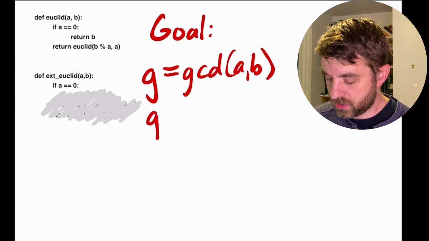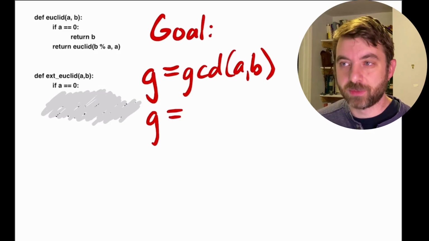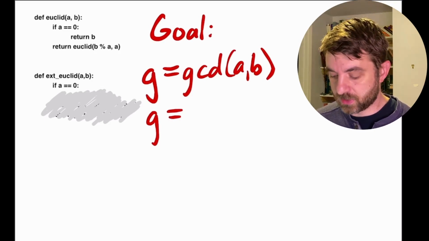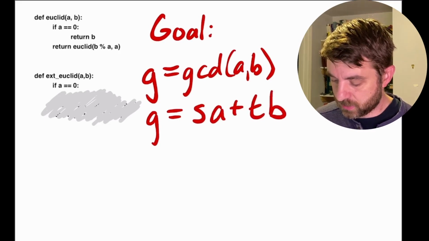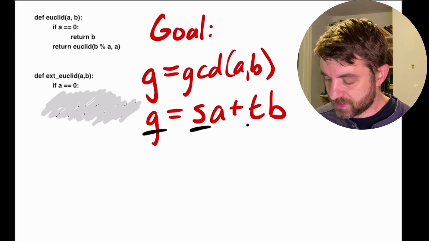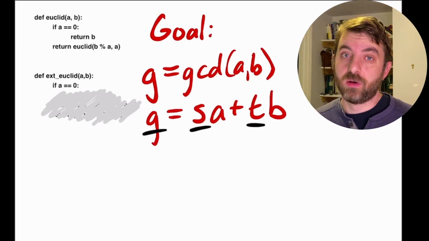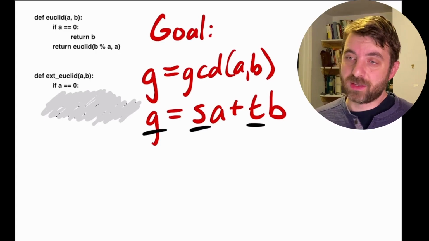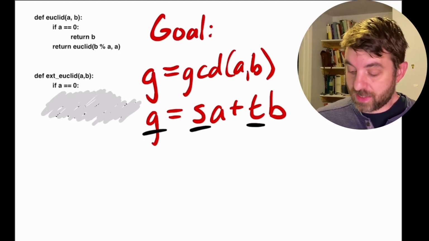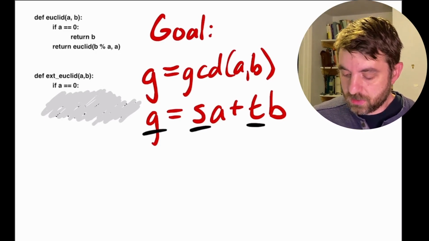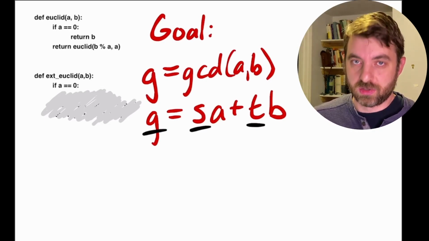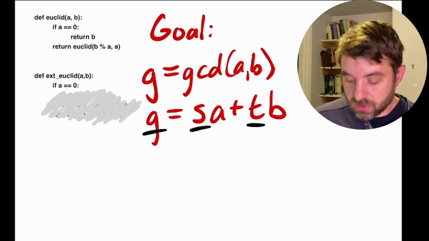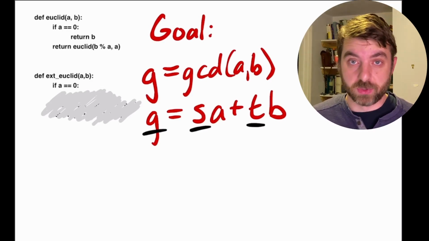So we want G to be written as a combination of the A and B. So it's going to be S times A plus T times B. So we're going to return a G, an S, and a T. Now, it's not obvious that we should be able to have integers, or that they necessarily even exist, that you can write G, the greatest common divisor, as this integer combination of the inputs.